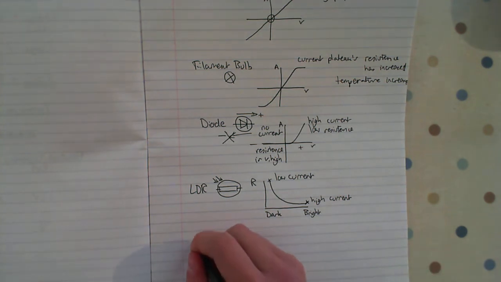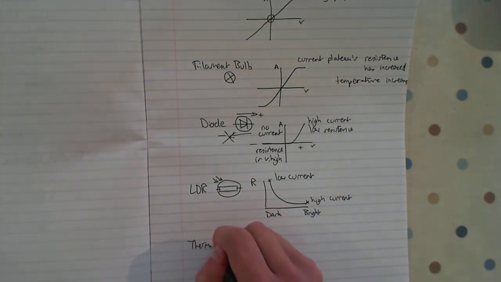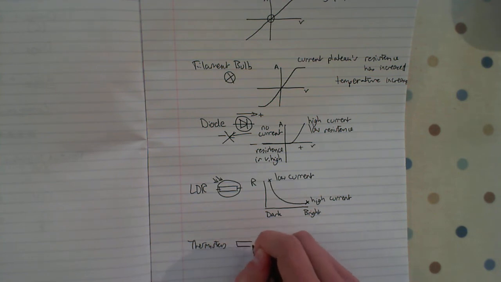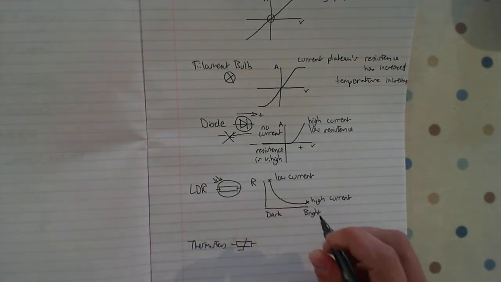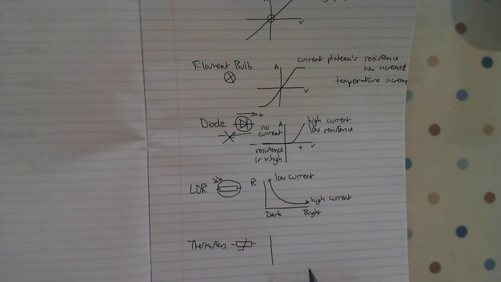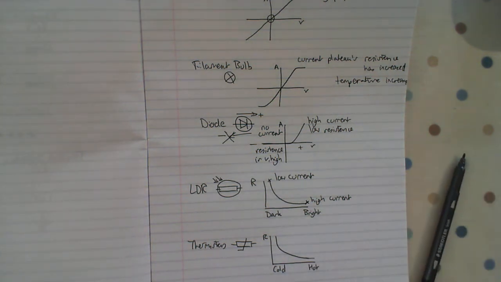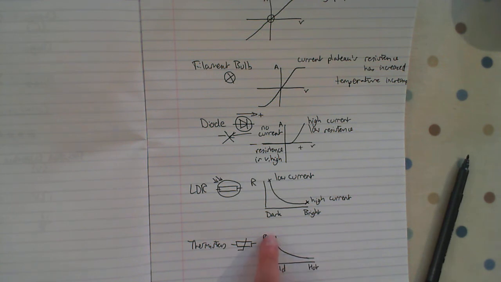And thermistors, which is again a rectangle representing resistor, hockey stick through it, they have the same pattern of resistance decreasing, but this time instead of responding to brightness, they respond to temperature. So hot, cold. When it's cold, resistance is high. When it's hot, resistance is low. So when resistance is low, we get a high current. When resistance is high, we get a low current.